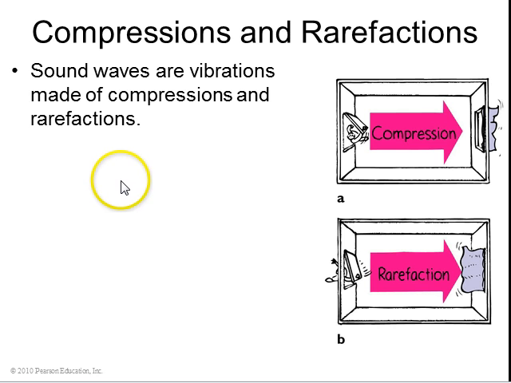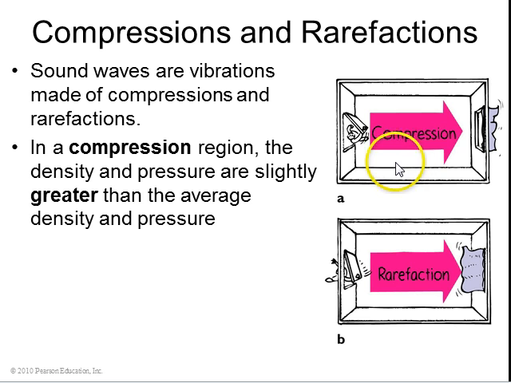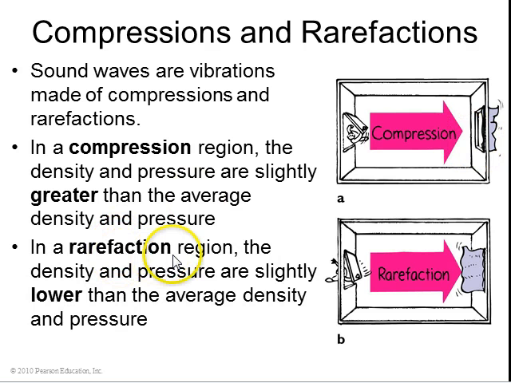Sound waves are vibrations that are made of compressions and rarefactions. In a compression region, the density and pressure are slightly greater, so if you open the door in this room, it'll compress the air. And in a rarefaction, the density and pressure are slightly lower than the average. And so if you slam the door, there'll be a rarefaction wave which will travel out and pull the curtain inwards.